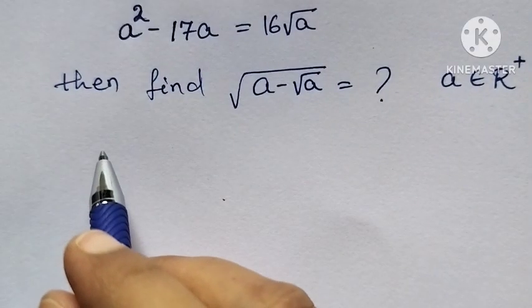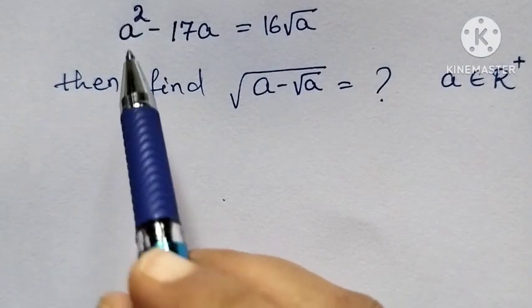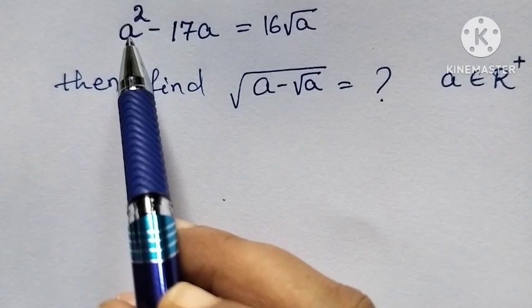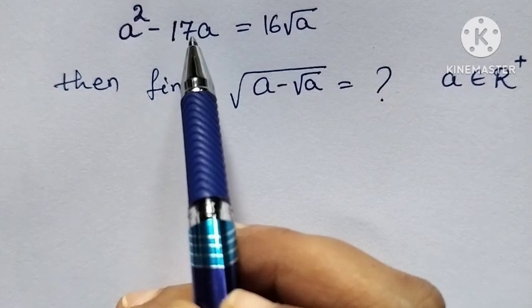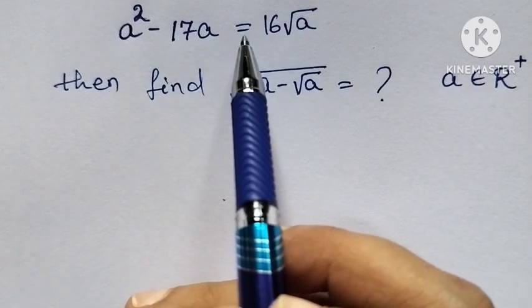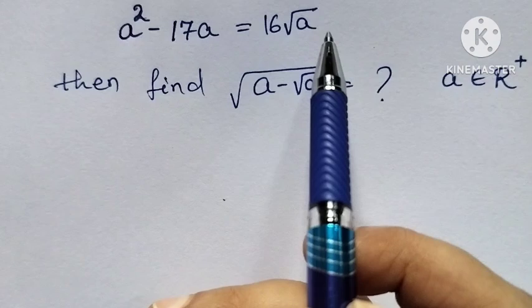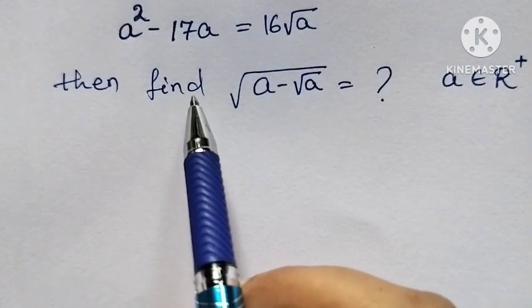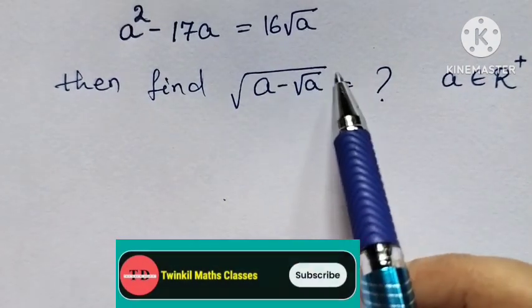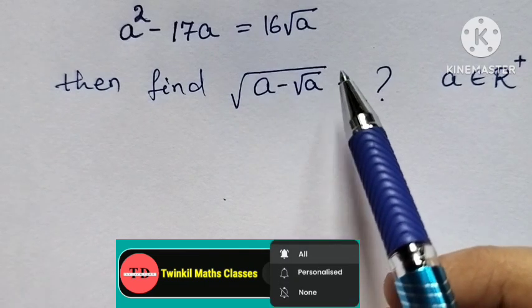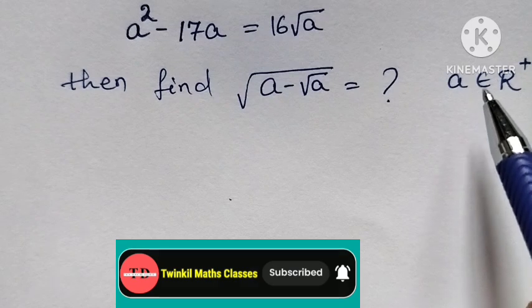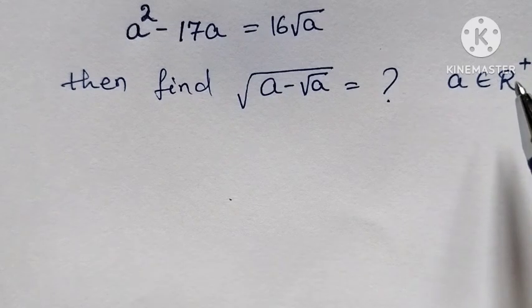Hello everyone. Today we solve this type of problem. What is this? a square minus 17a is equal to 16 root a. Then find the value of root over of a minus root a. What is a? a is a positive real number.